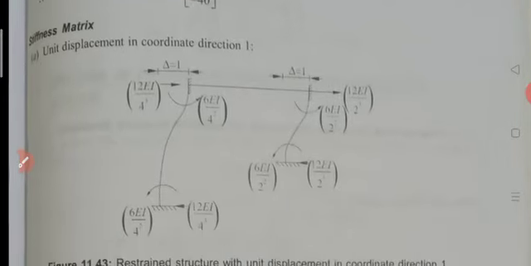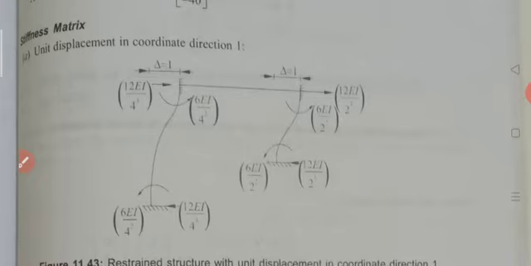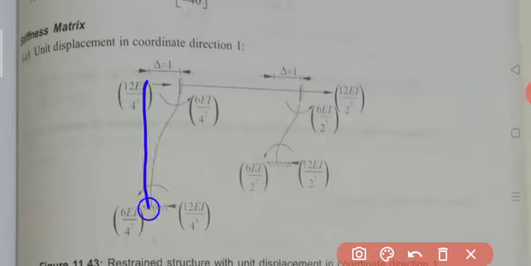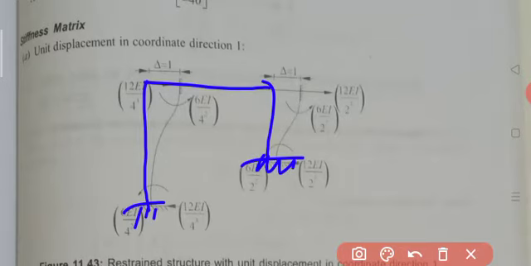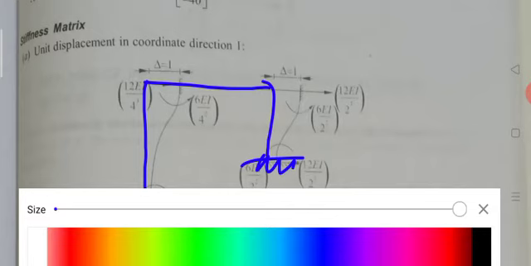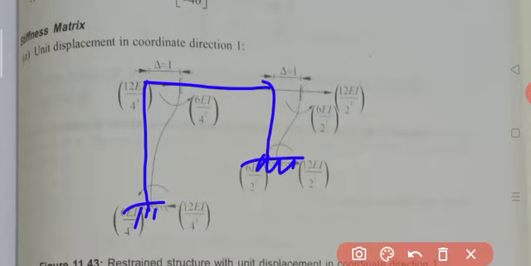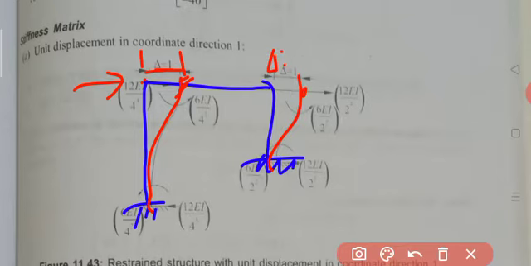Initially this is our portal frame. Now we are permitting some unit displacement at this assigned coordinate direction 1. So at this joint B and joint C we are permitting some unit displacement. Due to that displacement the frame deflects this way, and its value is delta.